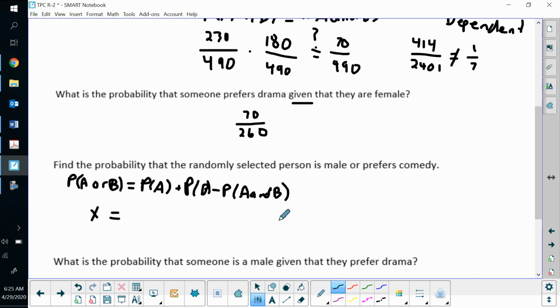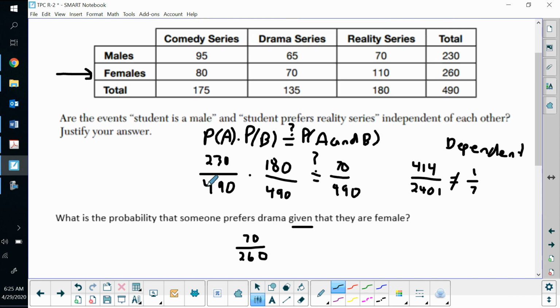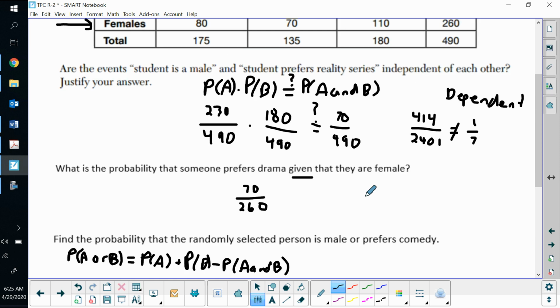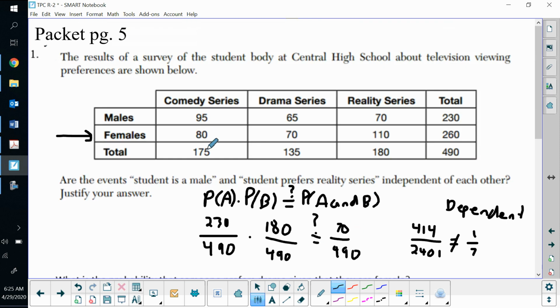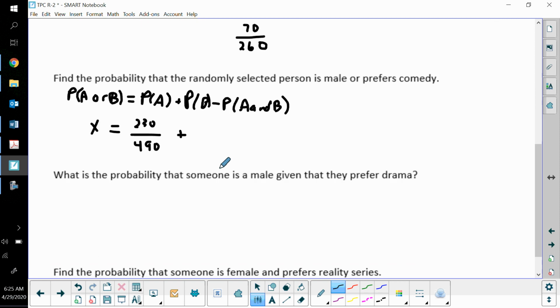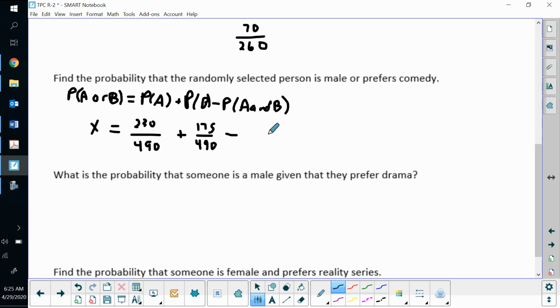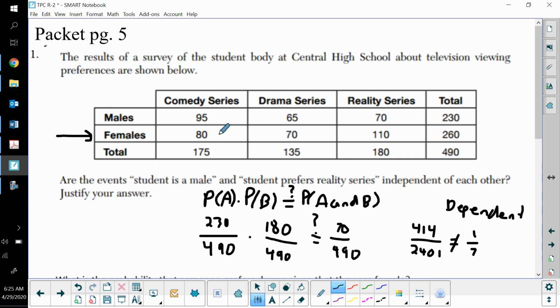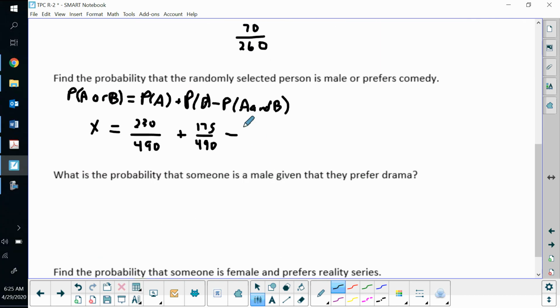Probability of being male will be thing A. So male we had from the first question was 230 over 490. Plus preferring comedy. So we need to find a box that only represents comedy. That would be this 175 over 490. And then minus, we're looking for a box that is male and comedy at the same time. So here's male, here's comedy, so 95 is a box that is both at the same time. So 95 over 490.